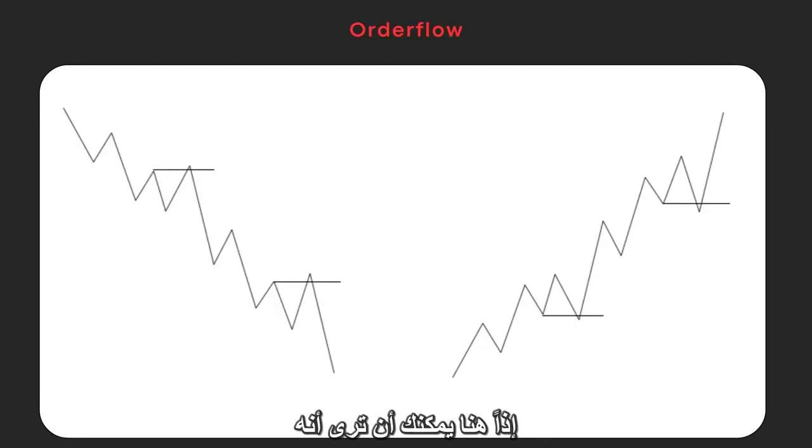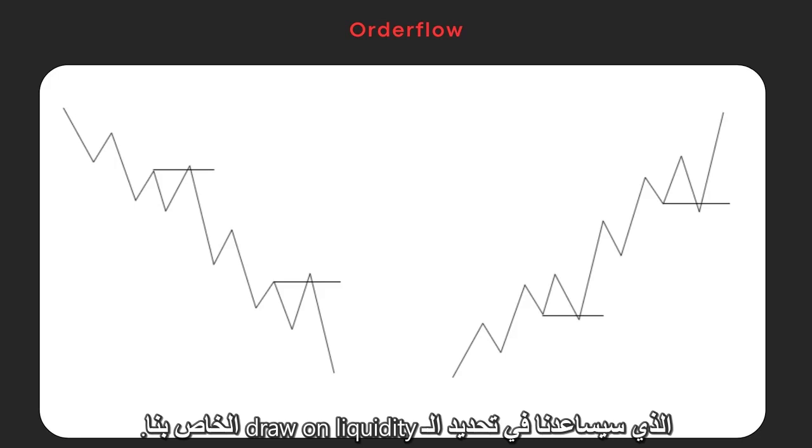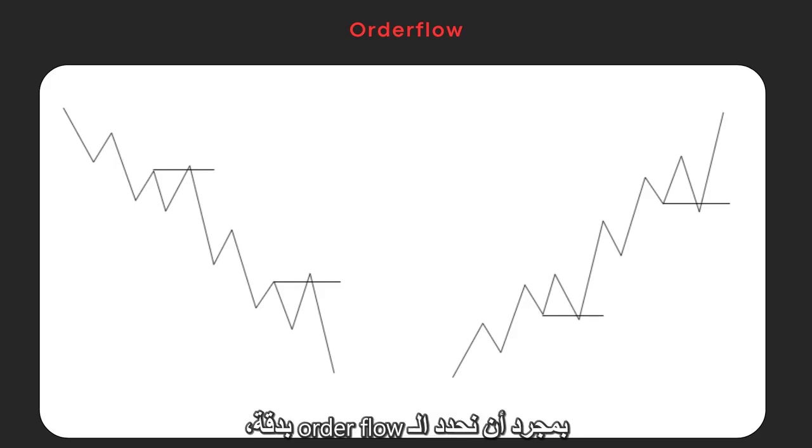So right here you can see that first off we got order flow. Order flow is the main component and concept which will assist us in determining our drawn liquidity. Once we have accurately determined the order flow, the rest of the analysis and process becomes easy, right?